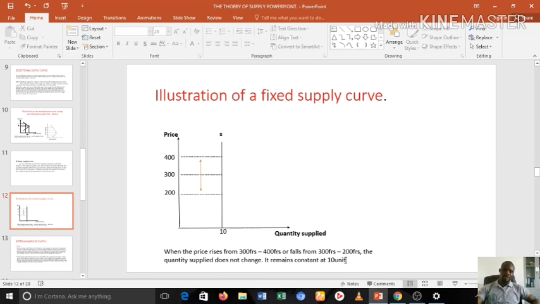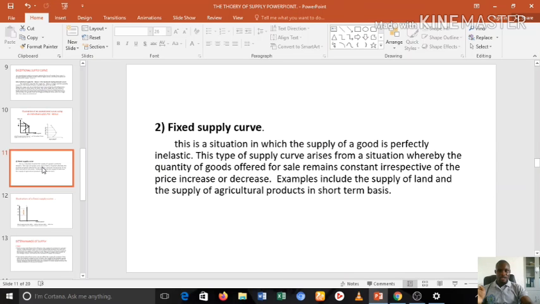Right. The second scenario is the fixed supply curve. Now, with this fixed supply curve, we have said that there are two scenarios that will lead to a fixed supply curve. Generally, a fixed supply curve is a situation where, despite the changes in the prices of goods in the market, the supply of that good remains constant. And we have given two examples. The supply of land, which is geographically immobile, despite the price change, the same land will be supplied in the market. And the second one is agricultural products.